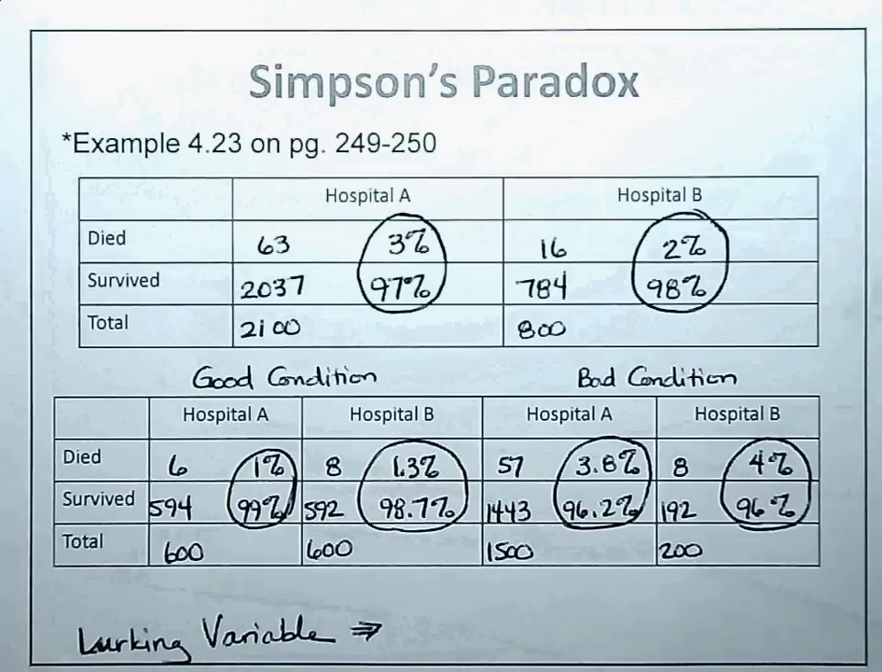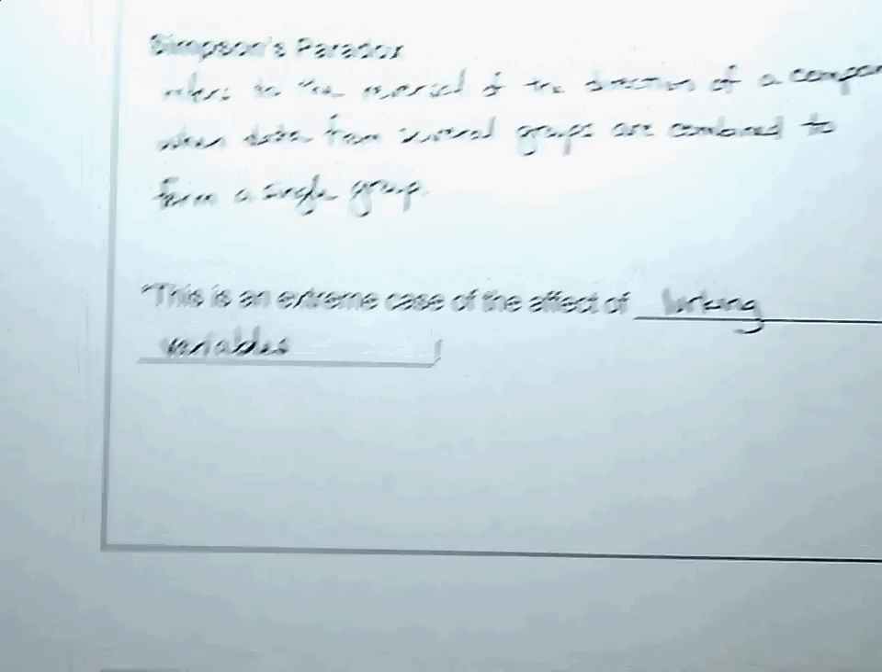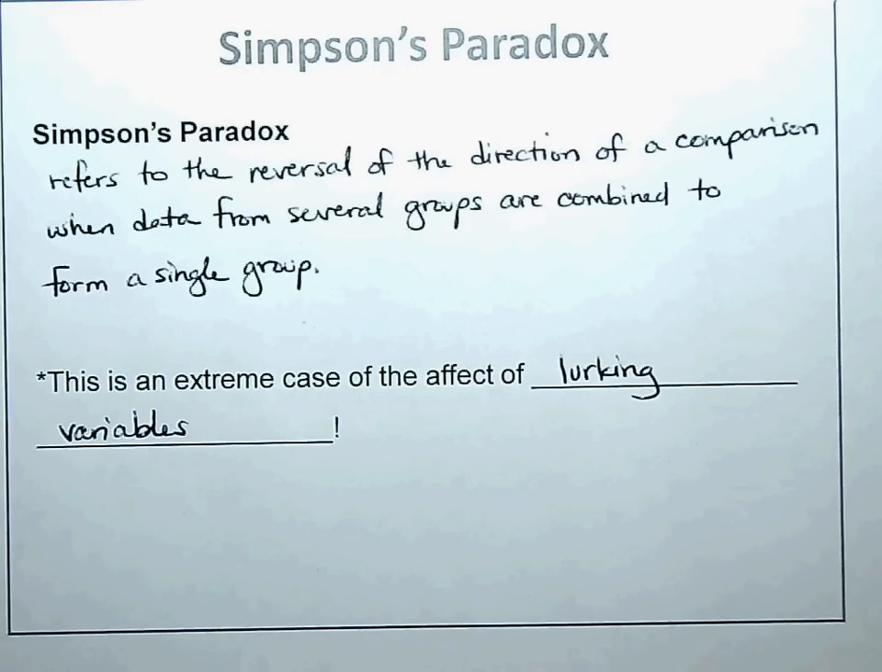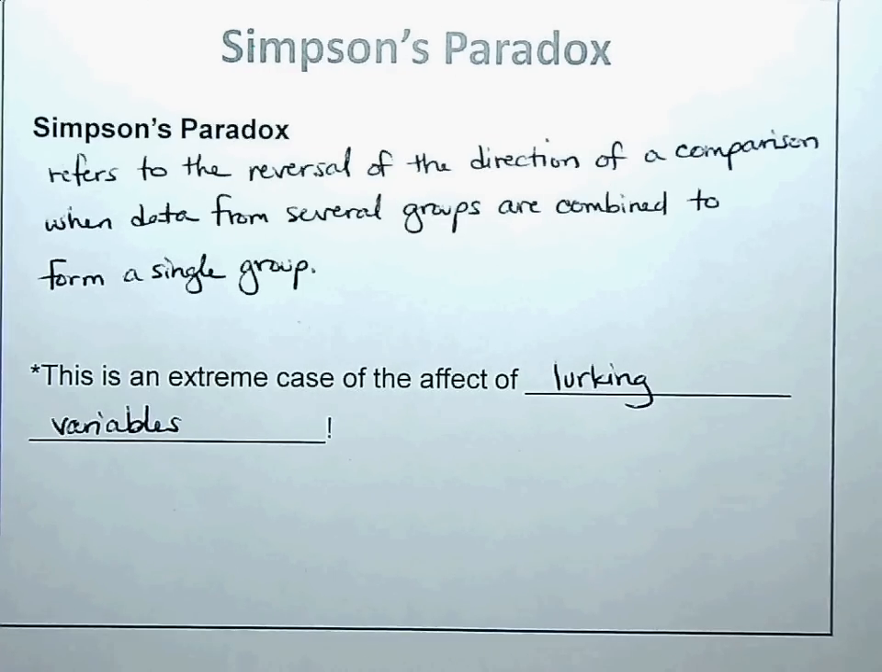Now I'd like to move forward to Simpson's paradox. Simpson's paradox refers to the reversal of the direction of a comparison when data from several groups are combined to form a single group. It's an extreme case of the effect of lurking variables. Well, that's a lot to be talking about, so why don't we take a look at a very specific example. I'd like you to turn to pages 249 and 250 of your book and read through Example 4.23. So pause here and do that. After you have read it, come back and we'll talk a little bit about it.